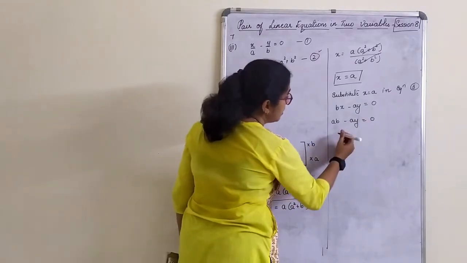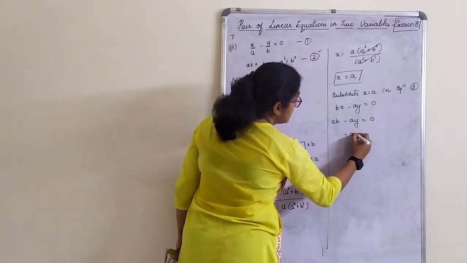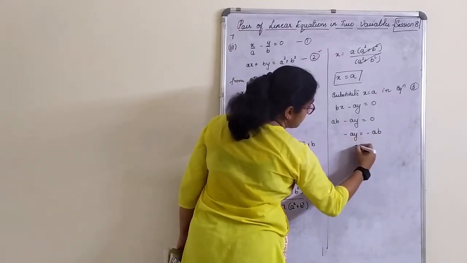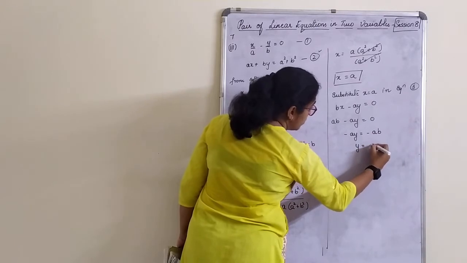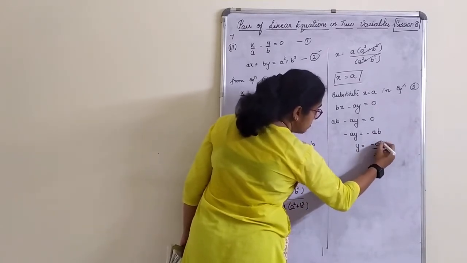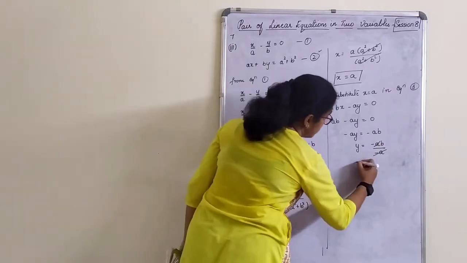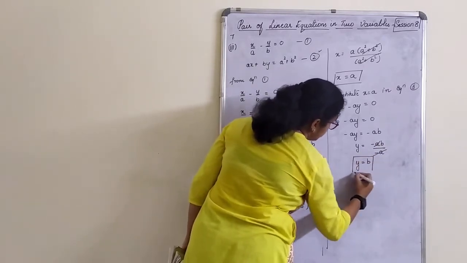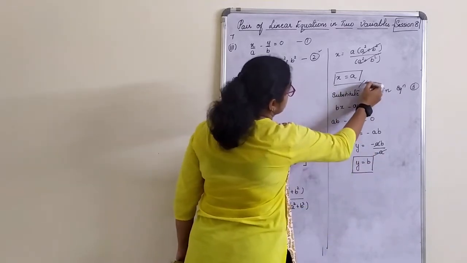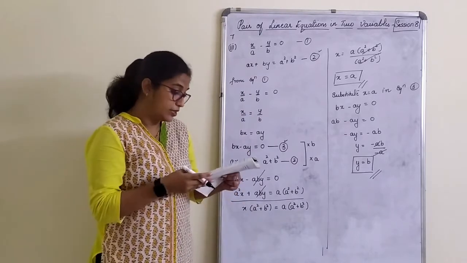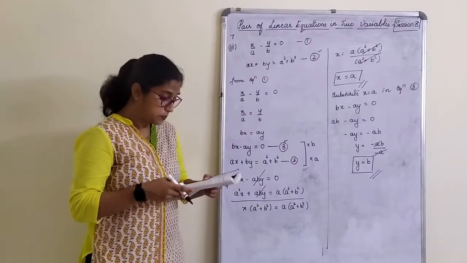So what will I do now? Minus ay is equal to minus ab. Y is equal to minus ab divided by minus a. Minus a will get cancelled. What will remain? Y is equal to b. X is equal to a and y is equal to b.